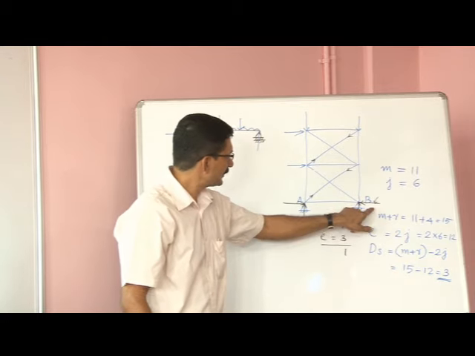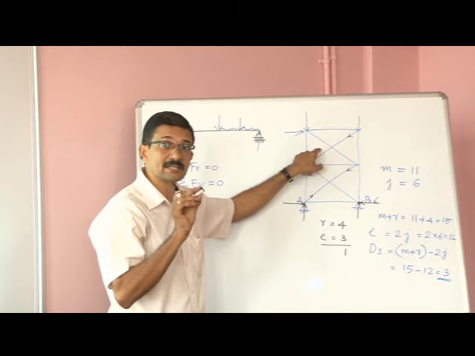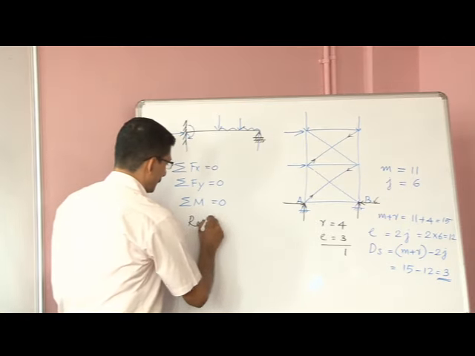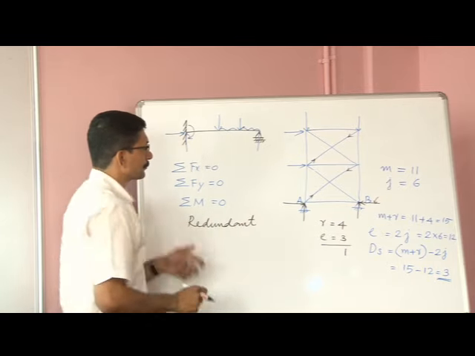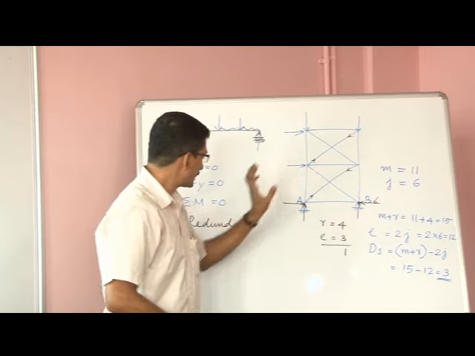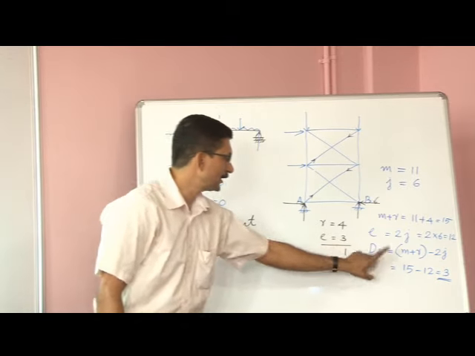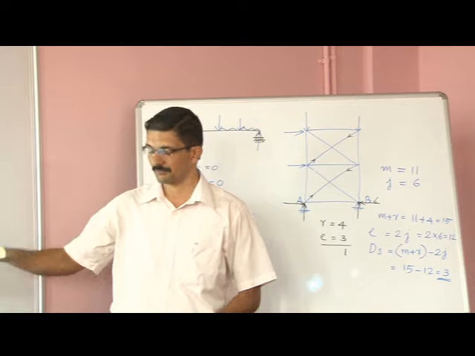So if you consider these 3 as unknown forces, we call them redundant forces. We can say that the number of redundant forces is equal to the degree of static indeterminacy in this case. Now let us proceed further with the slides.